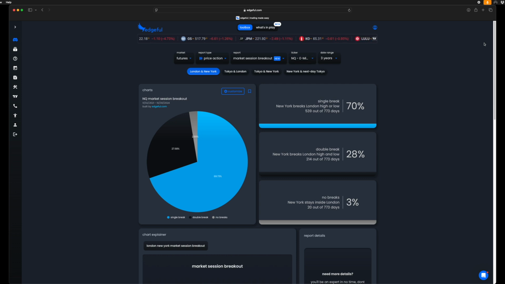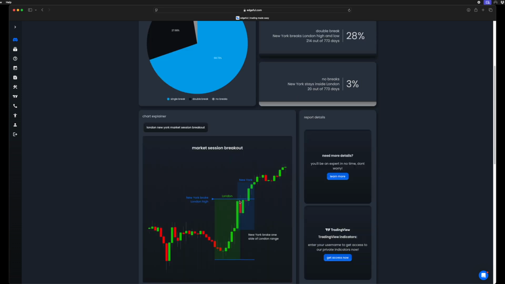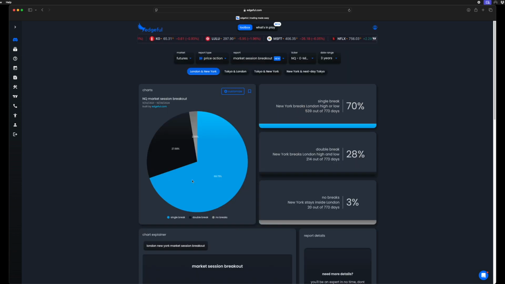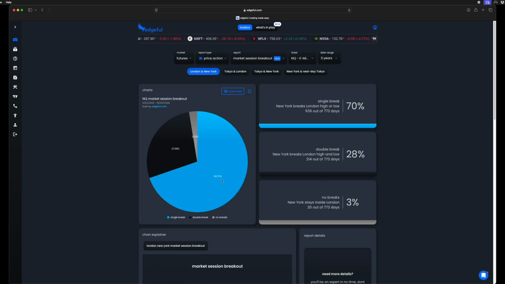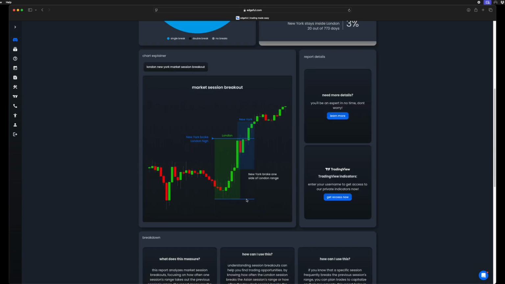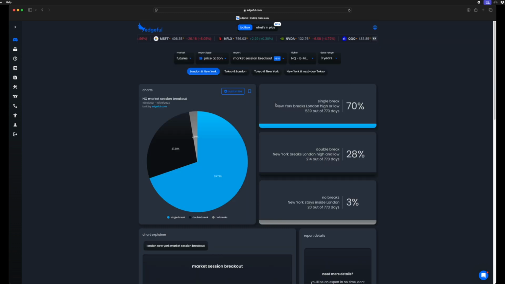Given this data, you can then create your own edge. So if the turtle soup strategy is unprofitable, then you can fade that strategy. So instead of looking for reversals when New York breaks London's high or low, instead you can look for a continuation. Okay, look for some kind of retracement, get in at some kind of discount level. You can have your stop loss below the low because 30% of the time it's not going to touch this side, and then you can look for a long.